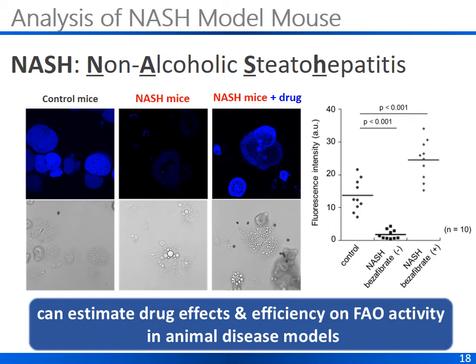Like this experiment, FaoBlue is a powerful tool for estimating drug effects and efficiency of FAO activity in animal disease models. The main point I'd like to make in this section is that FaoBlue can be used for various applications, such as comparison of cell types, evaluation of drug stimulation, and analysis of disease model mouse, and so on.